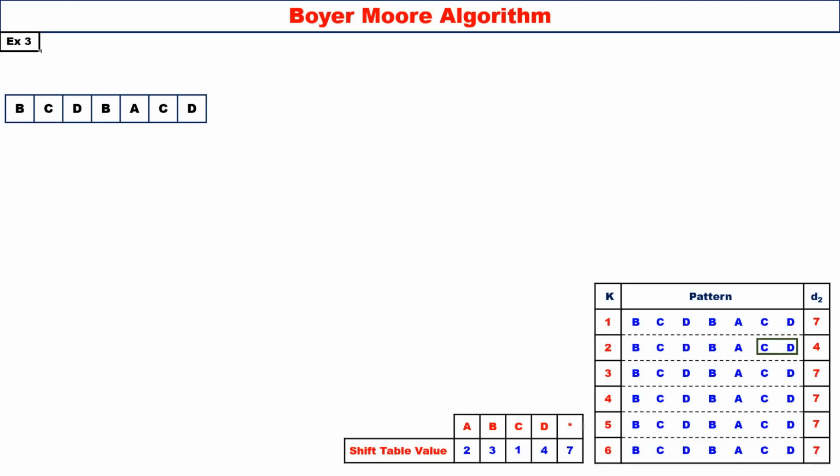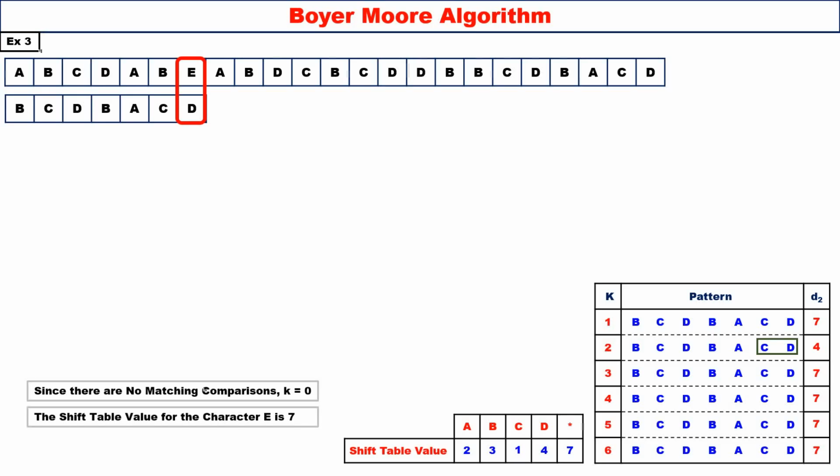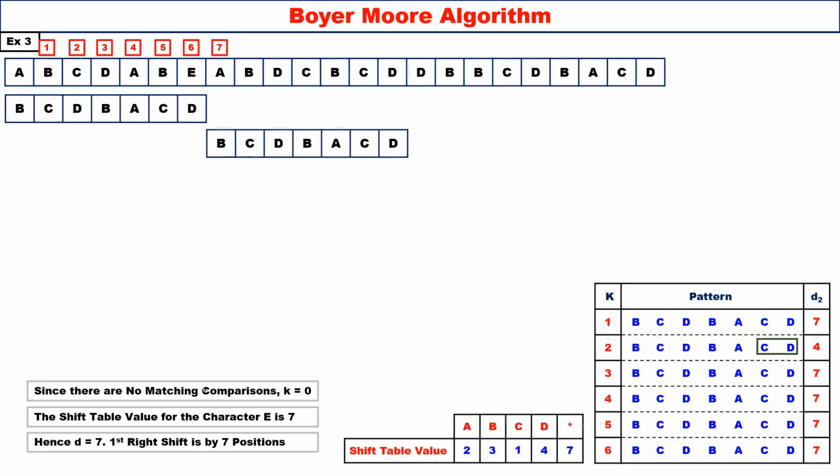So the shift table is ready, the D2 table is ready, and this is our main string. Let us do the comparison. D and D are compared. No matching, therefore K is equal to 0. What is the shift table value for the mismatched character in the main string, E? It is 7. Therefore, directly we should shift by 7. So the first right shift is by 7 positions. 1, 2, 3, 4, 5, 6, 7. Yes, the string is moved to the right by 7.